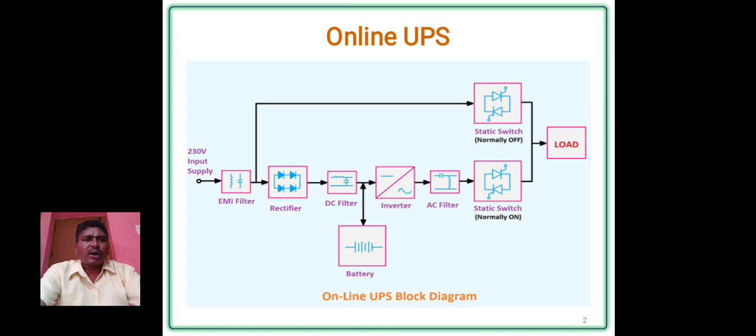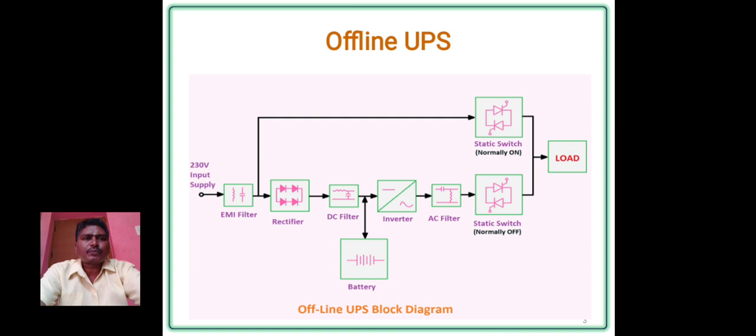In offline UPS, the upper switch is always on, so the load is directly connected to the input power supply, 230 volt. It directly takes the supply from the mains. That is called offline UPS. That is the difference between online UPS and offline UPS.